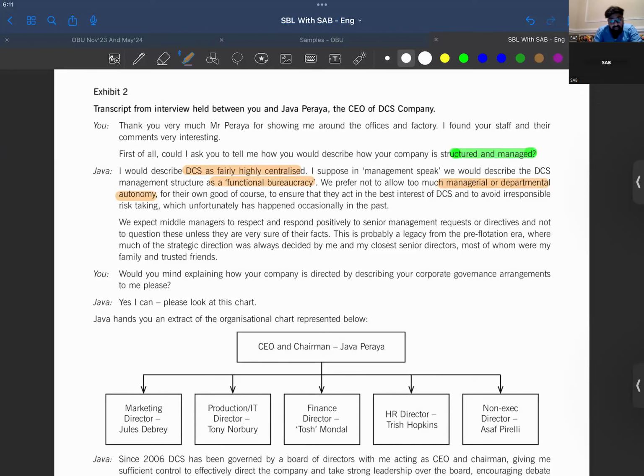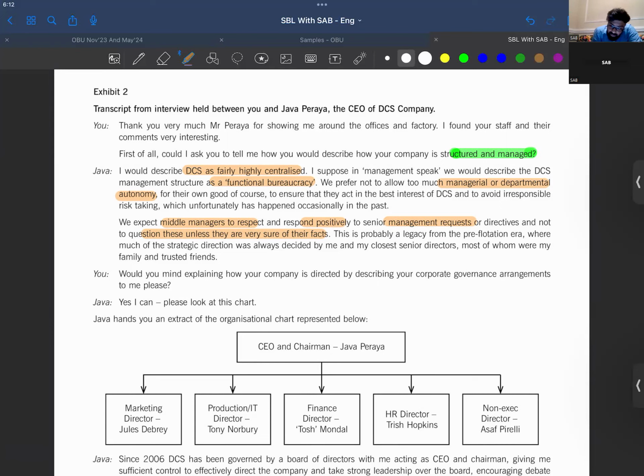So they have an organization which is bureaucratic, for their own good of course, to ensure that they act in the best interest of DCS and to avoid irresponsible risk taking, which unfortunately has happened in the past. We expect middle line managers to respect and respond positively to senior management requests or directives and not to question these unless they are very sure about their facts. So they're kind of a no-listen organization. They do not want to listen, they just want to direct them, right?